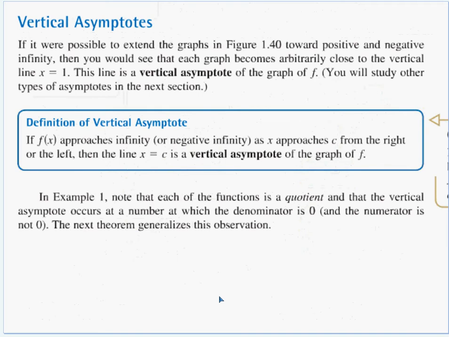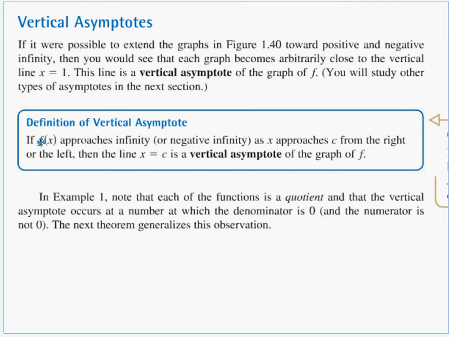Vertical asymptotes. The book says if it were possible to extend the graphs in figure 1.40 toward positive and negative infinity, then you would see each graph becomes arbitrarily close or infinitely close to the vertical line x equals 1. This line is a vertical asymptote of the graph. We'll study other types of asymptotes in the next section.